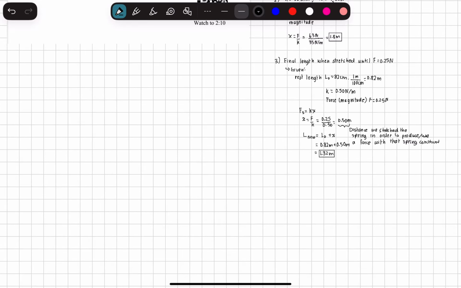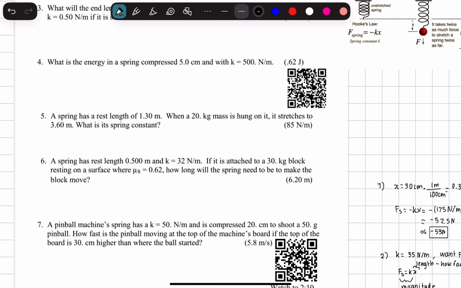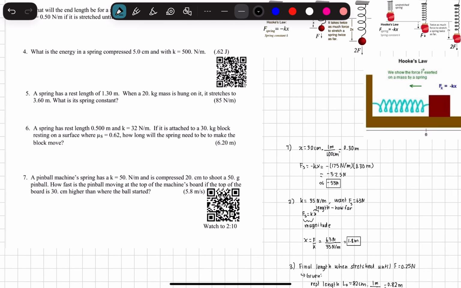Great, so let's do the next question. What is the energy in a spring compressed 5.0 centimeters with a spring constant k equal to 500 newtons per meter? Let's work this out.